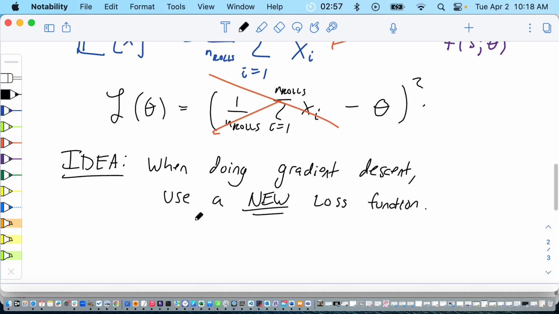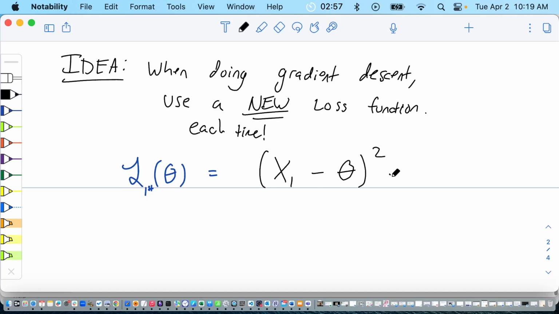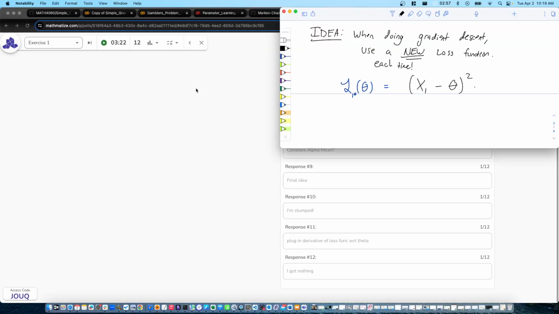So a new loss function each time. What do I mean by this? Here's a crappy loss function you can make. I'm going to call this the first loss function, which is simply the dice roll on the first time we roll it, minus theta squared. So I'm going to roll the dice one time. Let's go to the dice roll screen and roll the dice. Here we go. It came up a 5. So my loss function would be 5 minus theta squared. And you're like, well, that's a silly loss function. If you just optimize that function, you're going to just get theta equals 5.